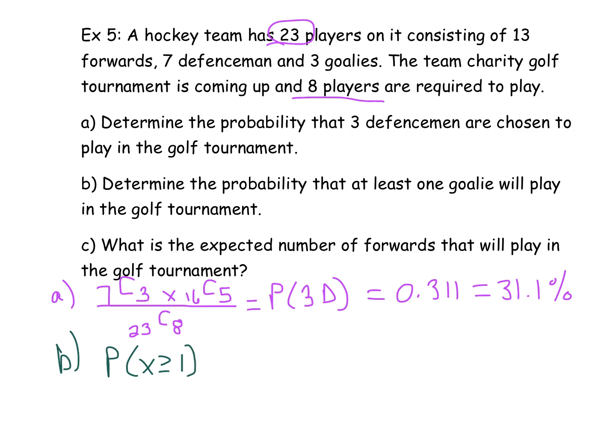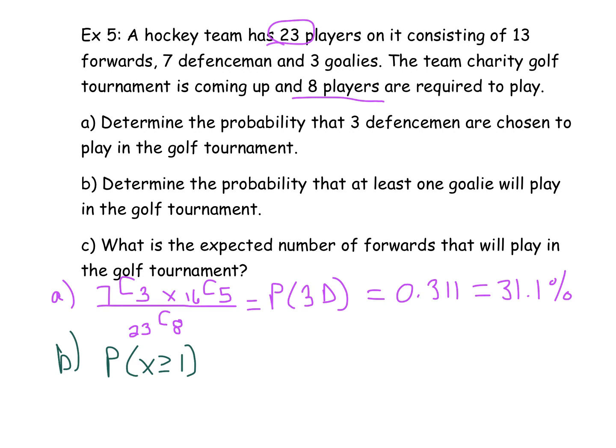When we're asked questions like that, we can do 2 approaches. We could figure out the probability of 1 goalie, the probability of 2, and the probability of 3 goalies being selected, and we could add those answers together. A shorter, more concise way of doing it is to think about what can't happen in a case like this.